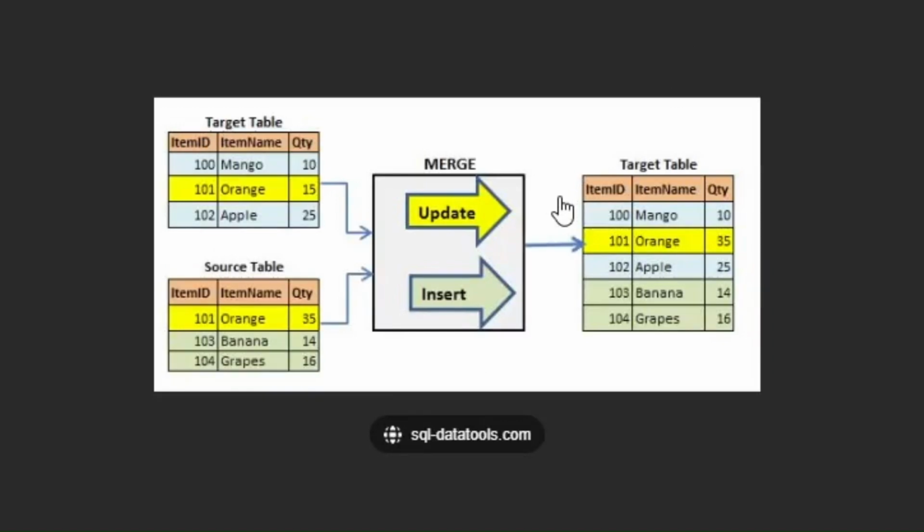What you essentially do is you define criteria or a join, and then you say, if this row in my target table is already in my source table, and I found a match based on this join, go ahead and update this. And then if not, go ahead and insert this.